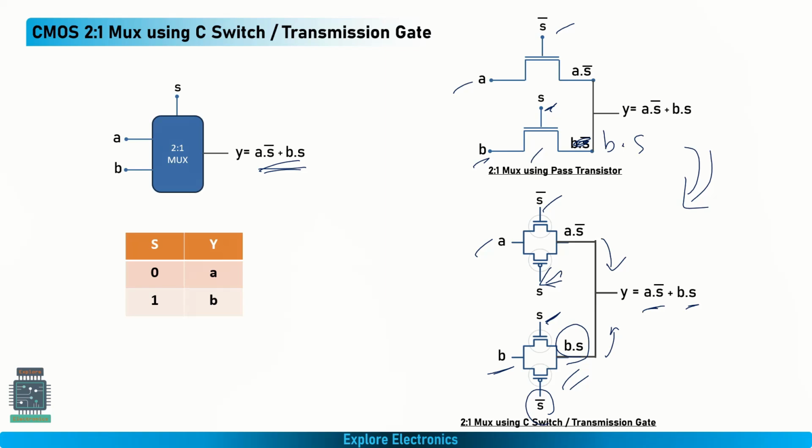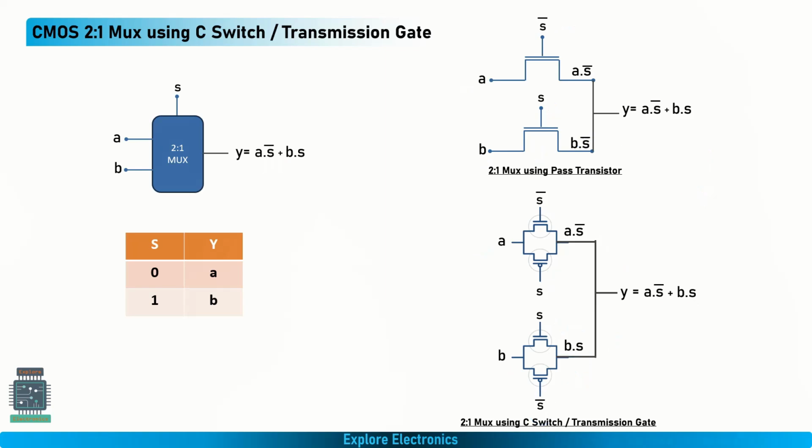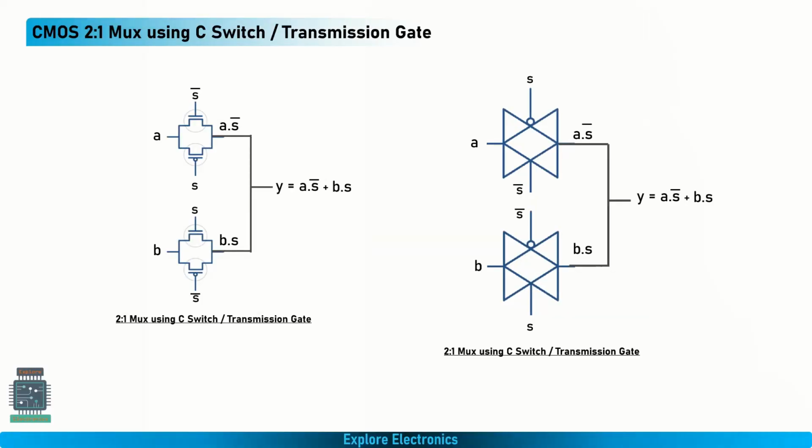This is the way we can implement any logic. It will be in terms of AND, OR, using a transmission gate, a CMOS switch, or using a pass transistor like this, right? This is also called CMOS logic, where we will be using a transmission gate functionality or a complementary switch functionality. So this is again the same indication.